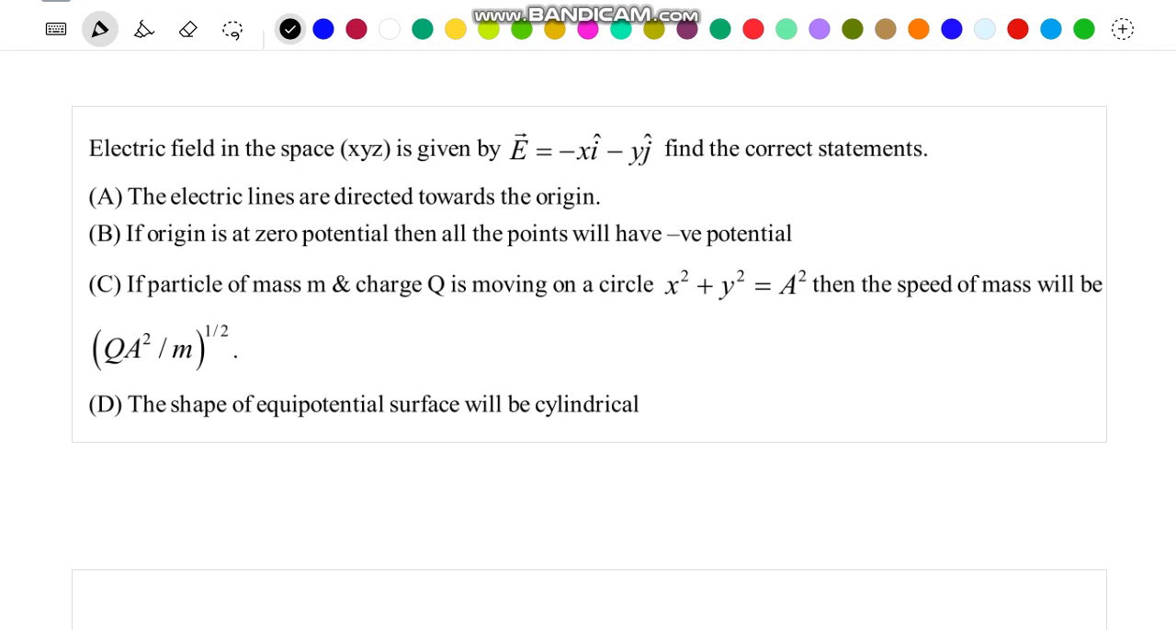Hello students, in this problem, it is given that the electric field in a three-dimensional space is given by the expression minus x i cap minus y j cap. Then we have to identify the correct statements.